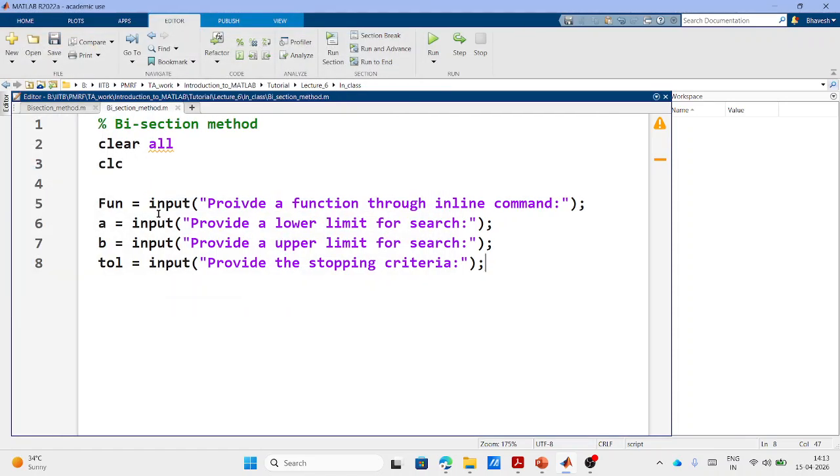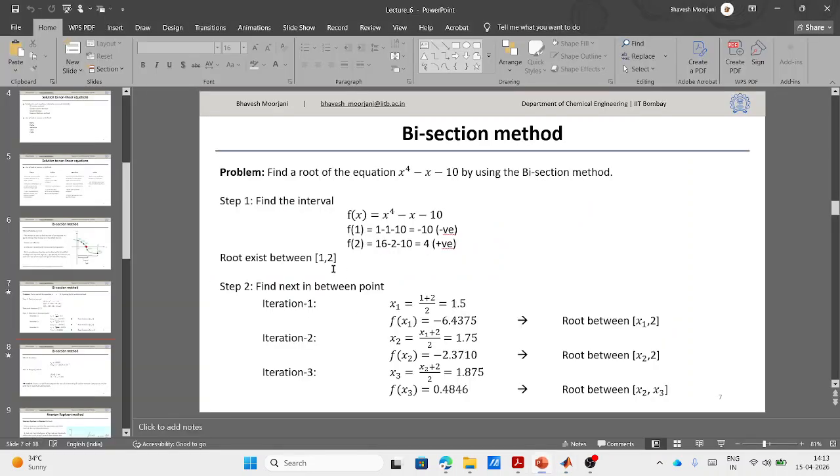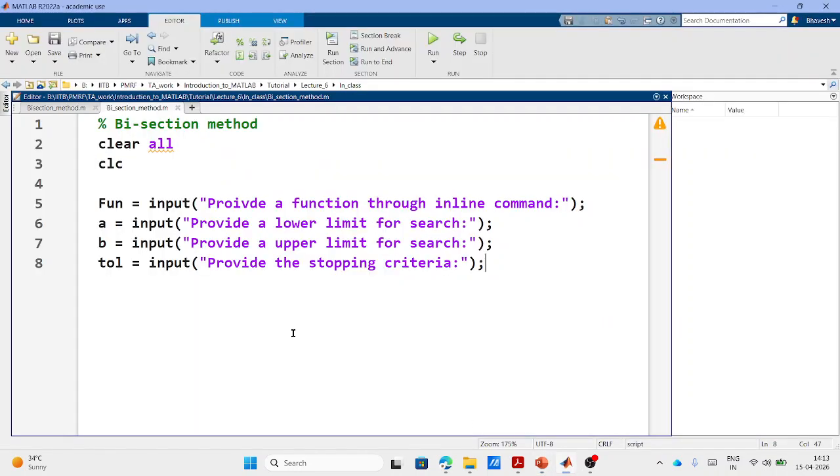So here what I'm asking from the user is that first he provides me some sort of a function through the inline command. I'm asking them to provide the upper and lower limit. So basically I'm asking them for this interval. So here the values 1 and 2 we had decided. Okay, so I'm asking that from the user, and the stopping criteria which I'm putting as a tolerance, right?